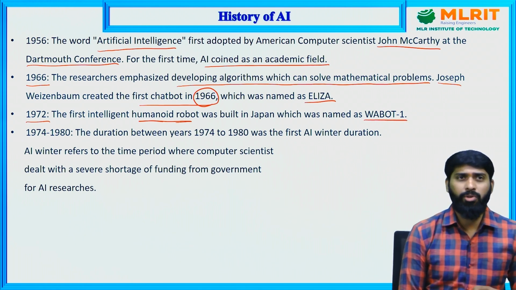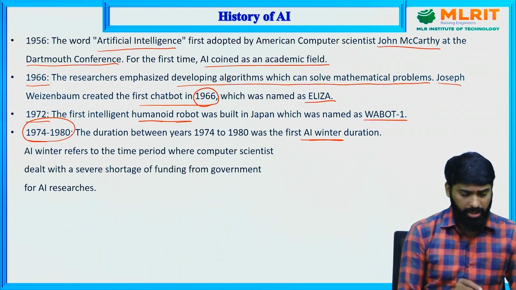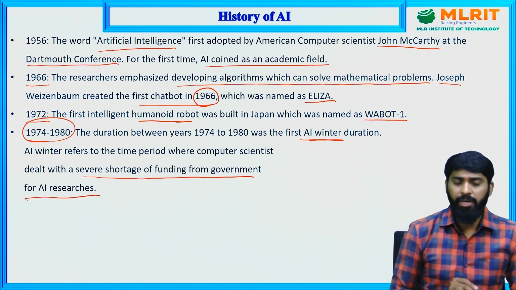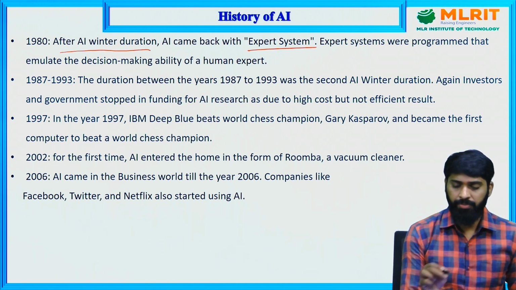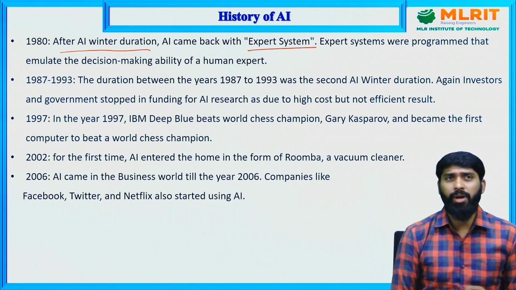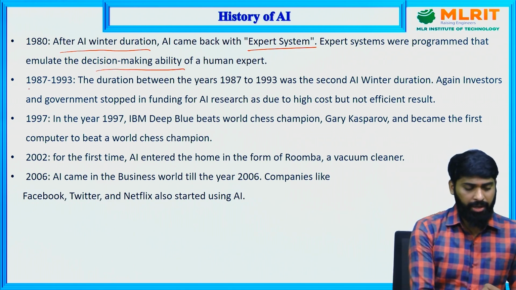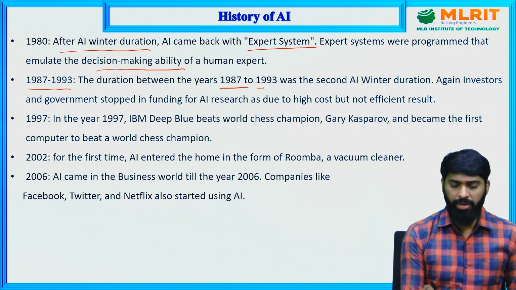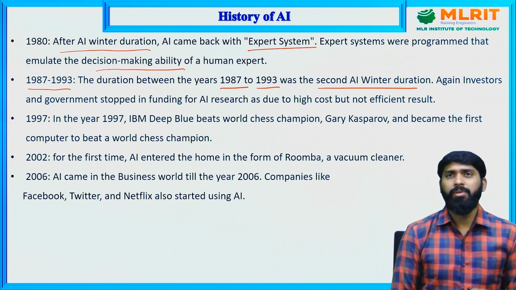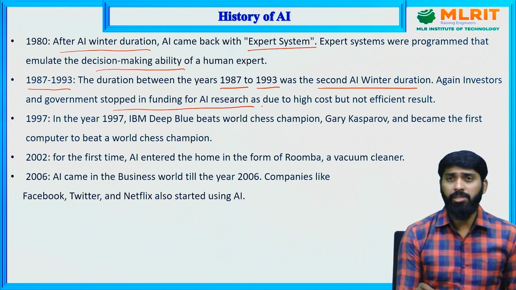The period from 1974 to 1980 is called the AI winter. AI winter refers to the period when computer scientists dealt with a severe shortage of funding from the government for AI research. In 1980, after the AI winter, AI came back with expert systems. Expert systems are programs that emulate, that means simulate, the decision-making ability of a human expert. The years 1987 to 1993 are called the second AI winter. Again, investors and governments stopped funding AI research due to high cost but inefficient results.